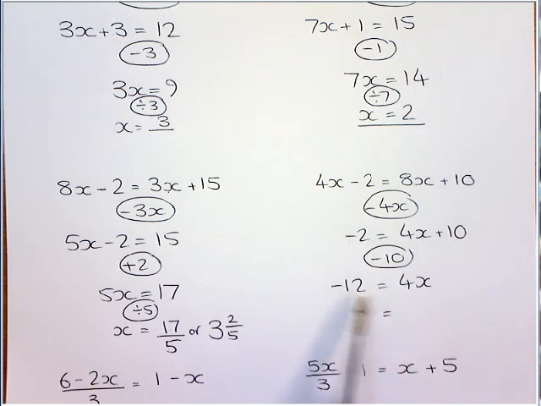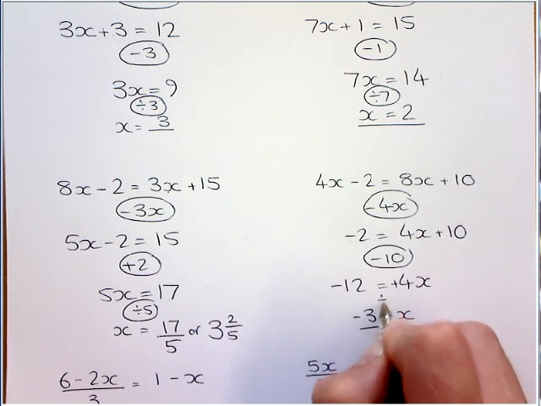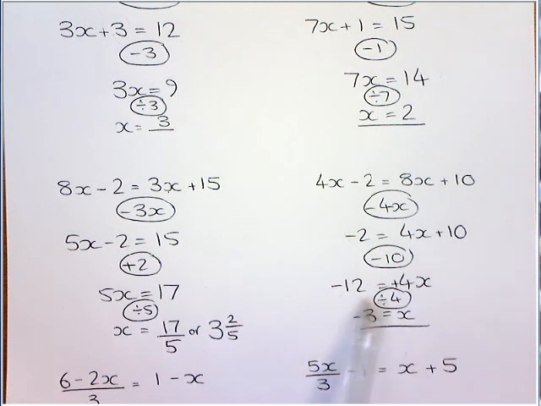Now, this one does divide, but the signs are different. This is a positive 4, this is a negative, and when the signs are different, it's a negative answer. So we're dividing by 4 there, and 12 divided by 4 is 3. The signs are different, so it's a negative.